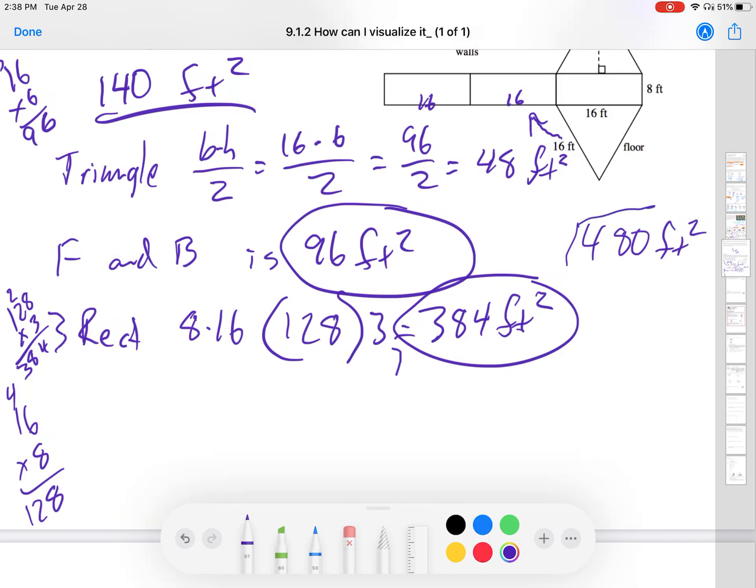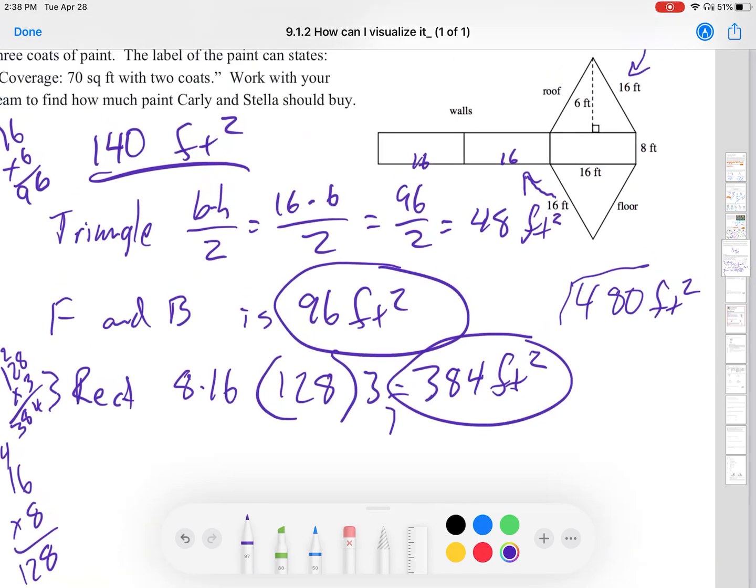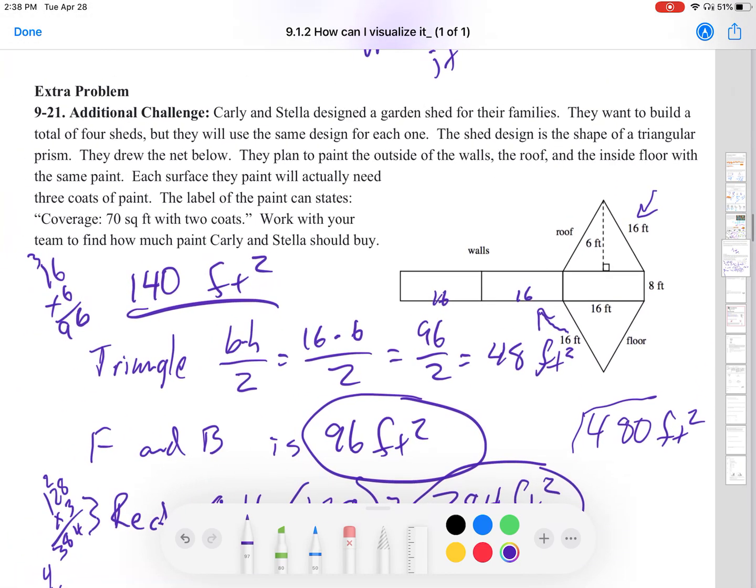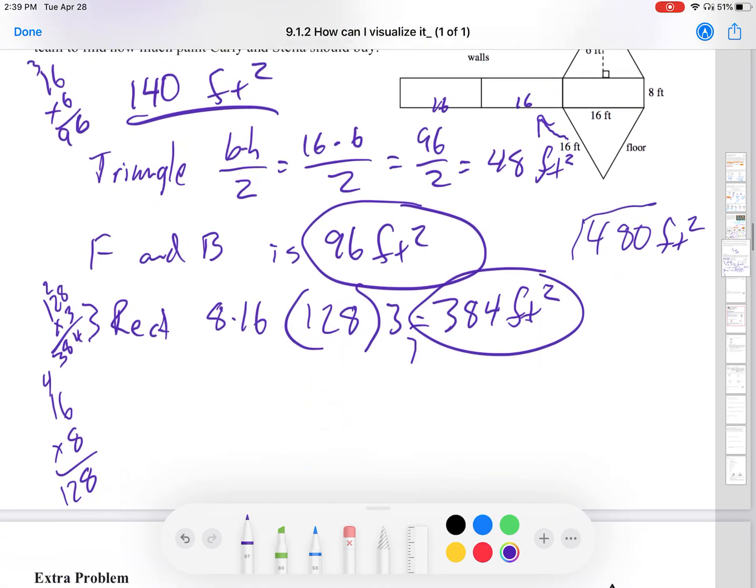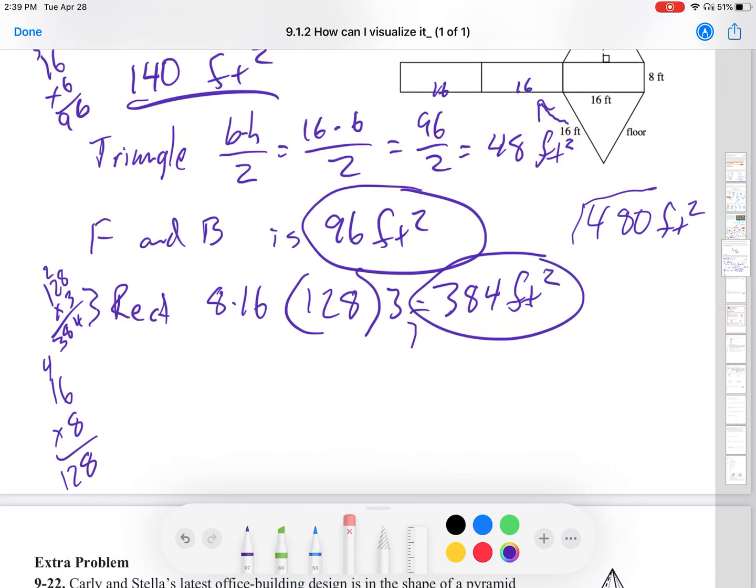Let me make sure I'm doing that right. Well, I don't want to divide it necessarily by 140, because what it's doing is, if I divide it by 140, remember I want up here, where did they write that? We'll need 3 coats of paint. So instead of doing 480 square feet to figure out how much I have, I'm going to do that 480 and I'm going to multiply it by 3.